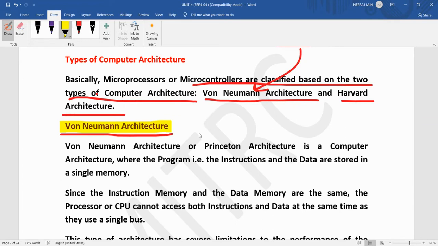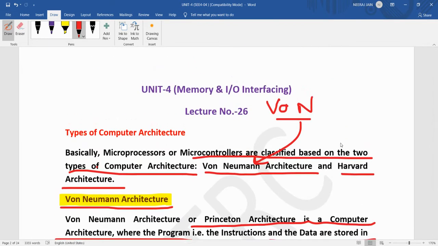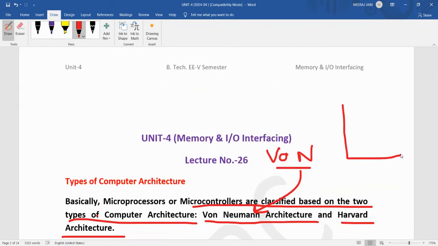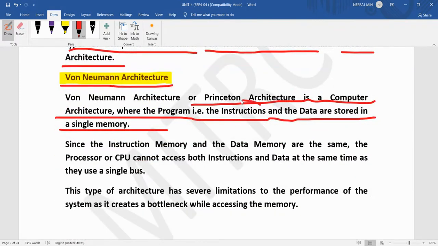The von Neumann architecture, also called the Princeton architecture, is a computer architecture where the program, meaning instructions, and data are stored in a single memory. Here the data is stored in a single memory only. Both things, instruction and data.